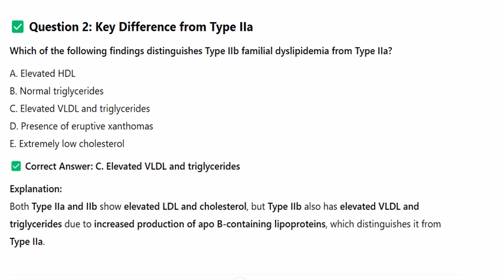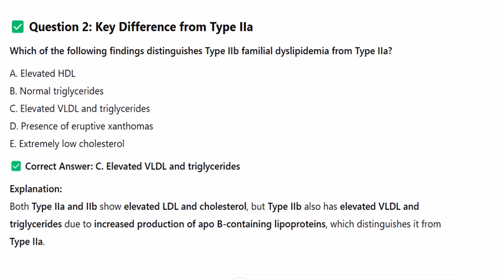Which of the following findings distinguishes type 2B familial dyslipidemia from type 2A? A. Elevated HDL. B. Normal triglycerides. C. Elevated VLDL and triglycerides. D. Presence of eruptive xanthomas. E. Extremely low cholesterol. Correct answer, C.